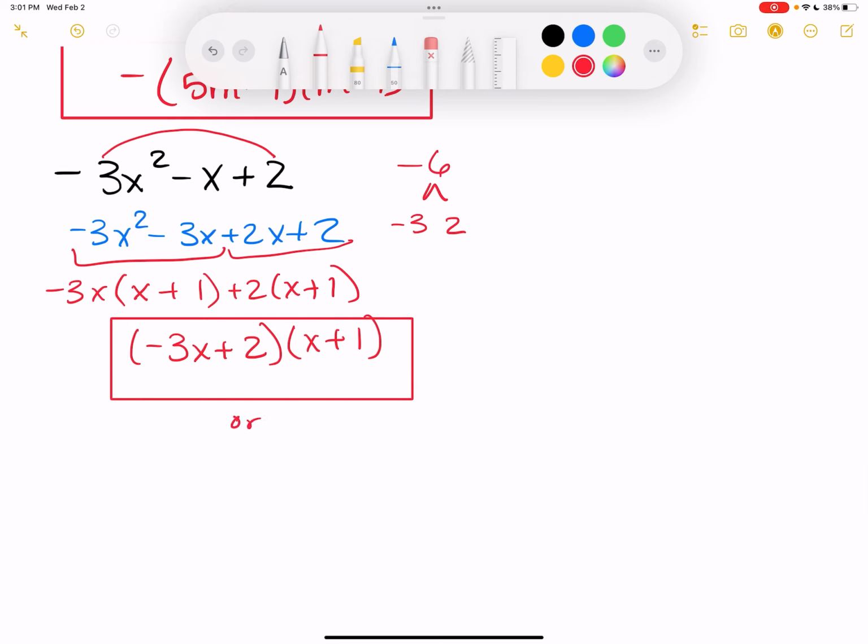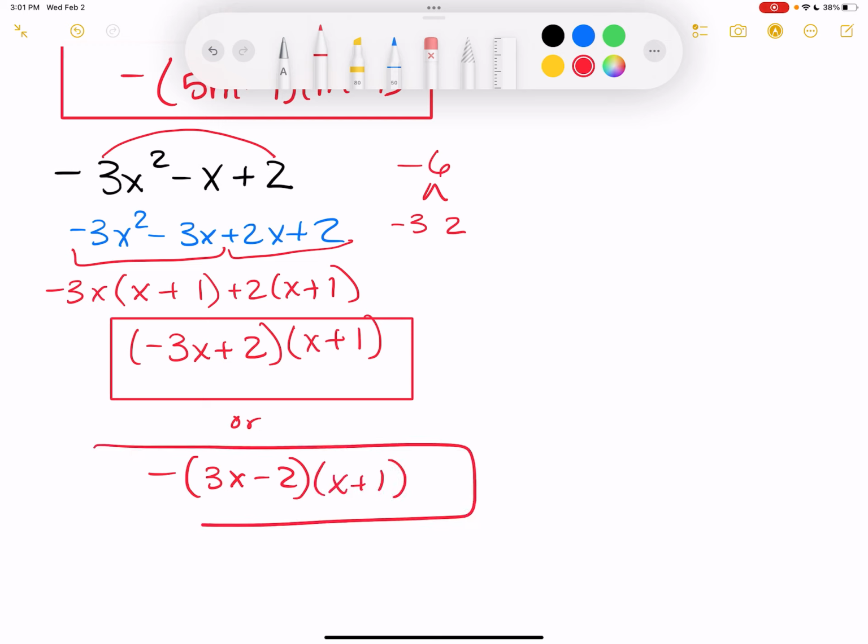Okay, and just again, your book would have taken this negative out, so their answer would have been negative times (3x minus 2) times (x plus 1). So if you happen to get that instead, that would also be right.